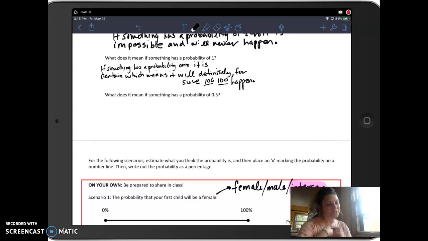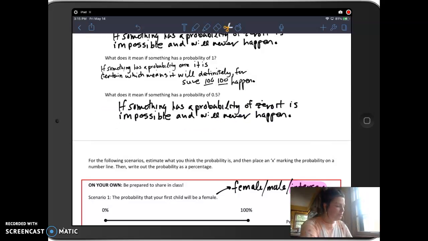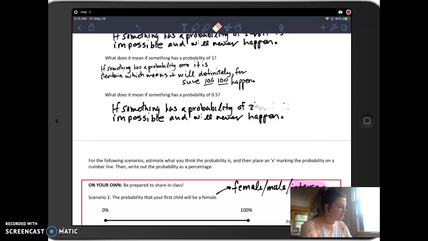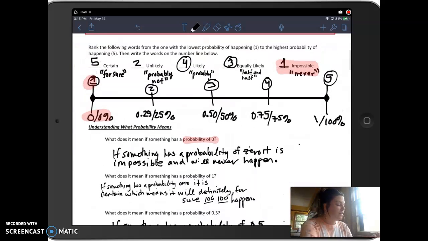Oh, I guess I can do a little bit of explaining, but what does it mean if something has a probability of 0.5? And we put that on the chart. So what is the probability of 0.5? So we'll look back up and see what does it mean if something has a probability of 0.5. You can see it's number 3, and it says it's equally likely, half and half, 50-50 chance is a very common phrase that people use, and it's the same as 50%.